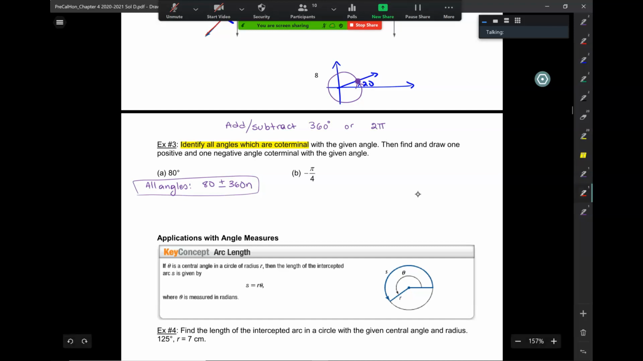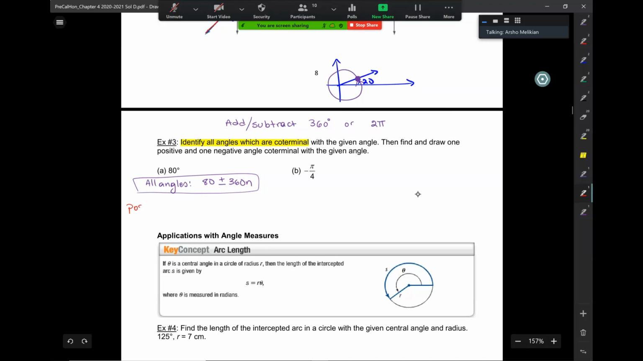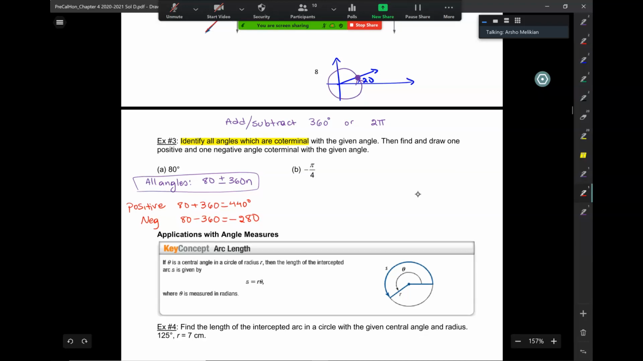Now, if I wanted to find one positive coterminal angle, I just take 80 and add 360 and I get 440. And then for the negative, I subtract and I get negative 280. And you just have to be careful. Just subtracting 360 doesn't guarantee you a negative angle. The value that you get actually has to be a negative angle.